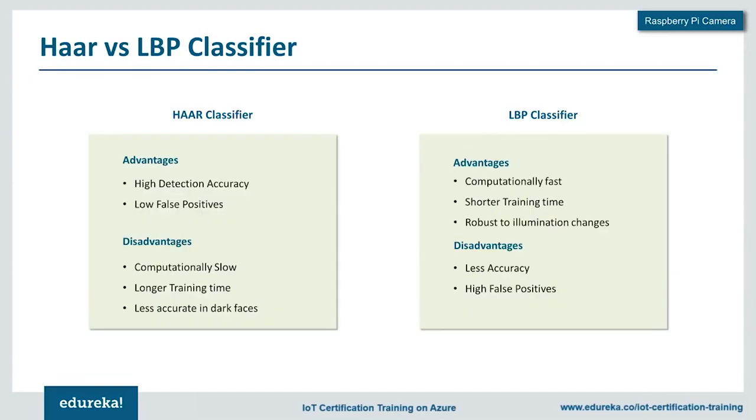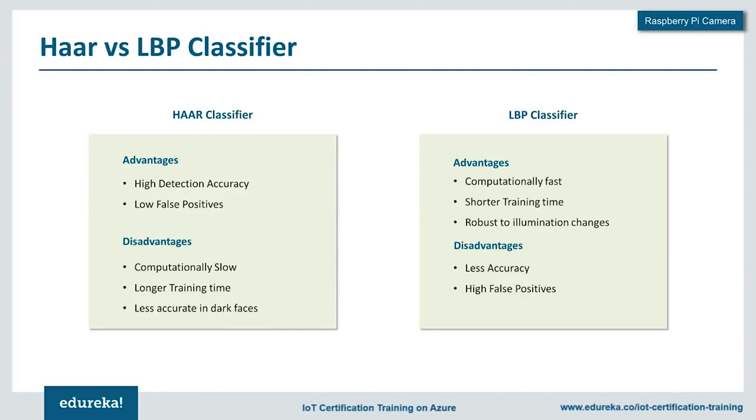Now, as we have discussed, both of them have advantages and disadvantages. The HAR classifier has a very high accuracy when it comes to detection of faces, and quite minimal false positives. But the challenge is that the computational time it takes is quite slow, and the training time is quite long as well. Even in dark segments, it's not quite accurate, because it requires high clarity in the images or the scanning area it takes into picture.